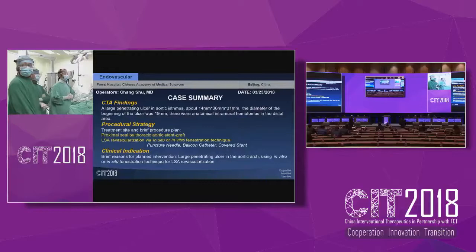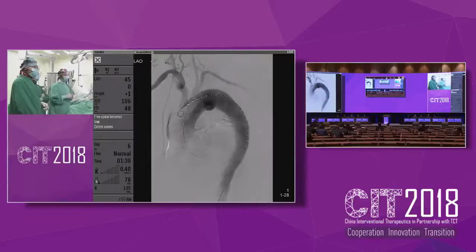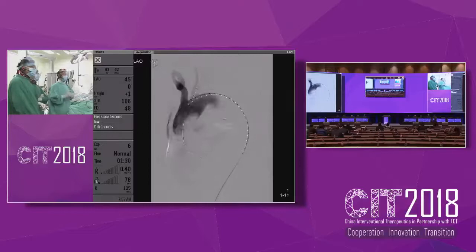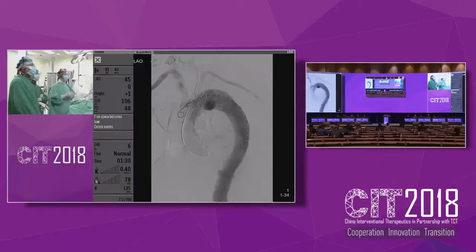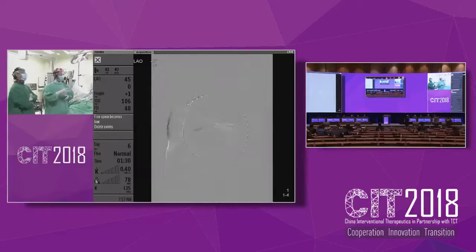So this time, we'd like to make a fenestration. The fenestration should be in vitro, not in situ. Why? As we take a look at the CT scan and angiogram, we may find the left carotid and the left subclavian are very near. In order to get a longer proximal landing zone, we have to make a big fenestration, focused on the left carotid and left subclavian. So let's do it. We calculate the diameter of the aorta just near the left carotid artery. It's nearly 35 to 36.